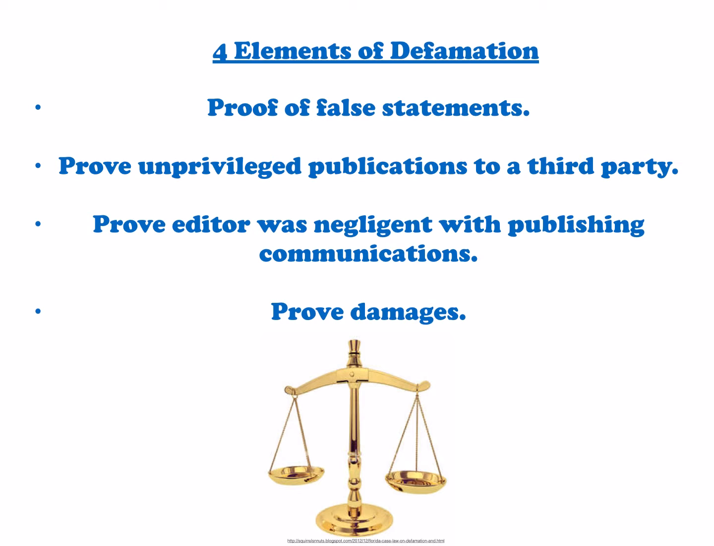Sullivan is the plaintiff, and he must first prove the defendant made false, defamatory statements about him. Second, he must prove unprivileged publications to a third party made by the defendant. Then, Sullivan must prove that the publisher and editor was negligent with publishing the communications. And finally, the plaintiffs must prove for damages.